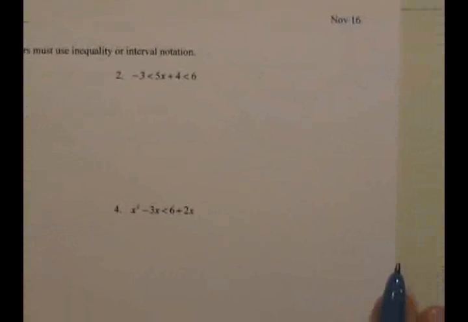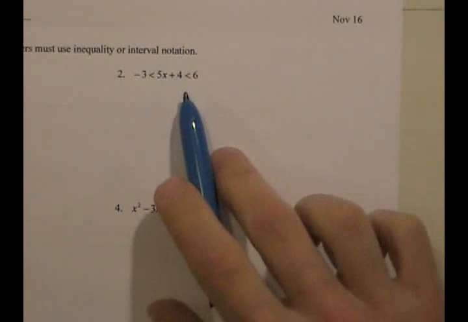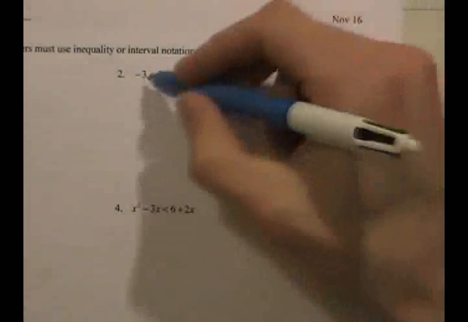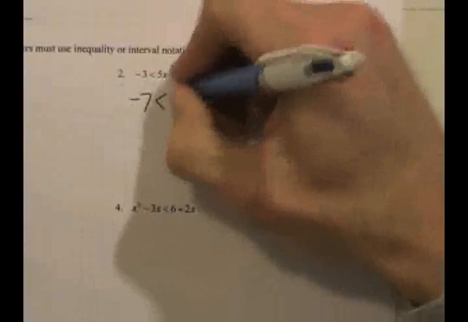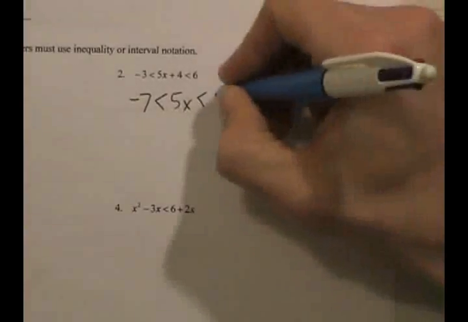Number 2, it says negative 3 is less than 5x plus 4, which is less than 6. So again, I'll just solve for x, subtract 4 from all 3 sides. So negative 3 minus 4 is minus 7, is less than 5x, is less than 6 minus 4, which is 2.